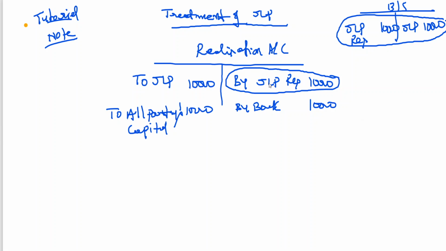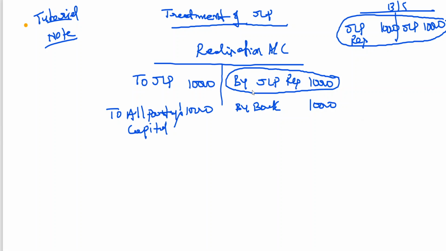Even if the reserve is transferred to the partners' capital account through the realization account, the effect is the same, no? Are you following, all of you? JLP reserve you can transfer to the realization account, or transfer JLP reserve straight away, just like undistributed profit can also be transferred to partners' capital account. But which is easy for us to do?